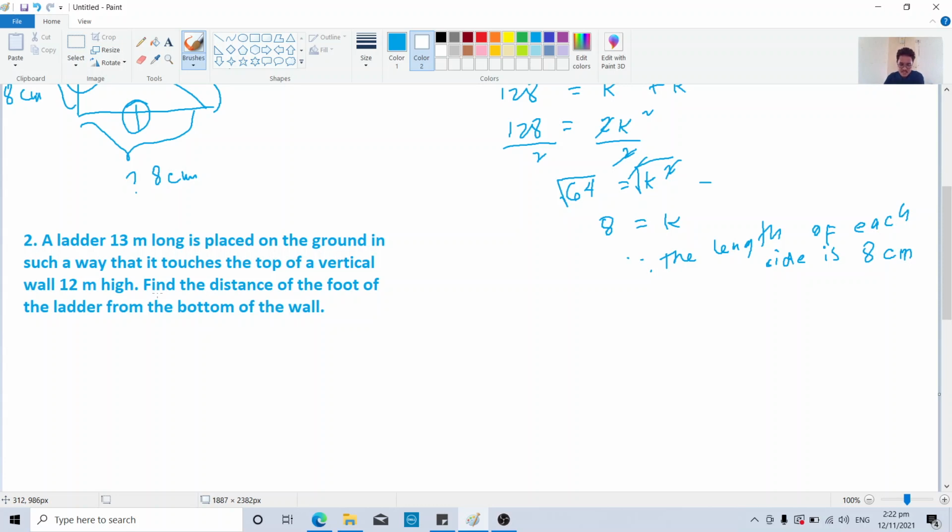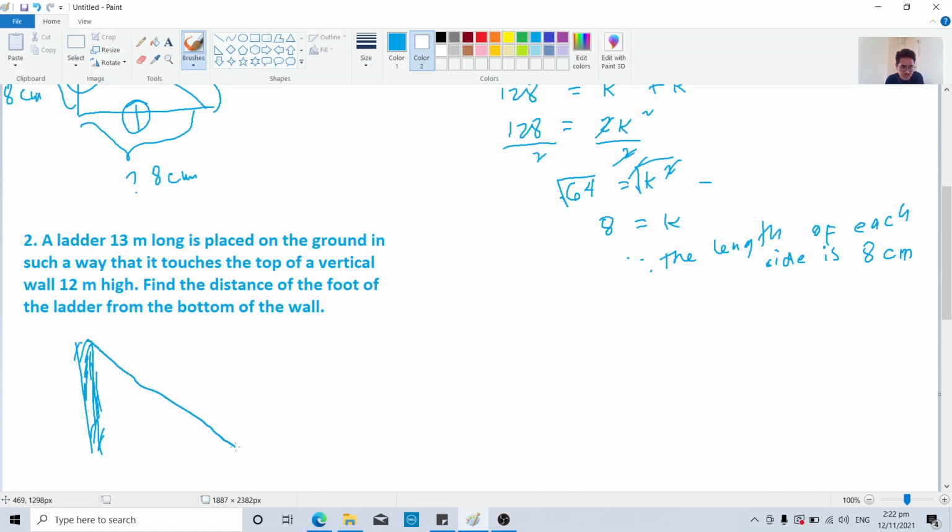Now again, basahin natin. Meron daw tayong ladder naka-place sa ground in such a way that it touches the top of a vertical wall. Since may vertical wall daw tayo dito, ito yung vertical wall natin. Si ladder daw is 13 meters long, is placed on the ground. Nandito si ground. And it touches the top of the vertical wall. Asa ba yung top ng vertical wall? Ito.